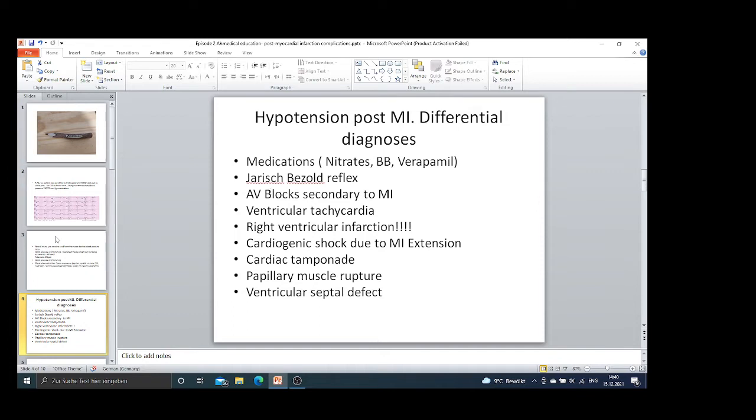Now keep in mind these complications, these three complications, cardiac tamponade, papillary muscle rupture, ventricular septal defect, are due to necrosis of the wall of the heart, and in order for necrosis to occur after myocardial infarction, it takes 3 days.